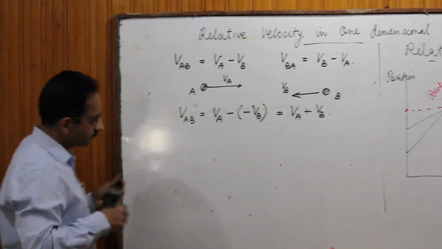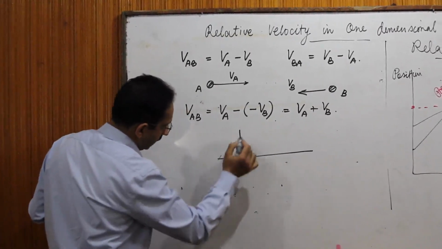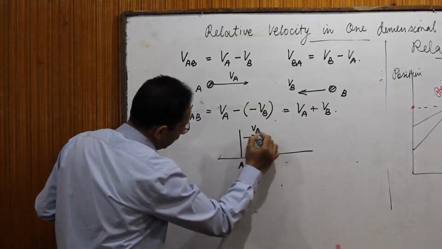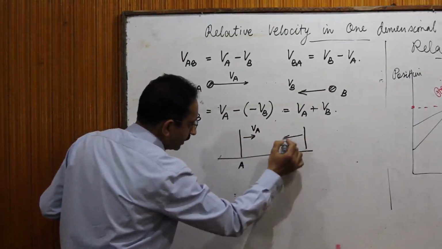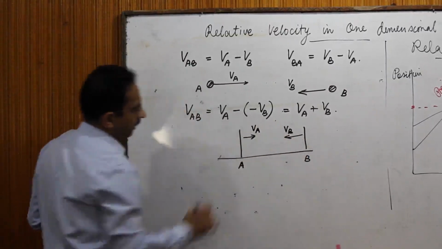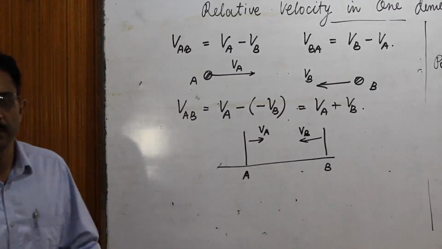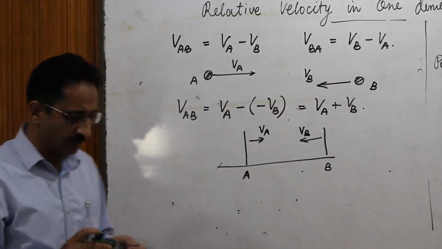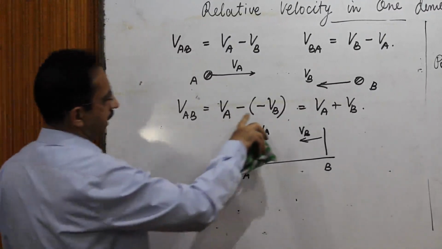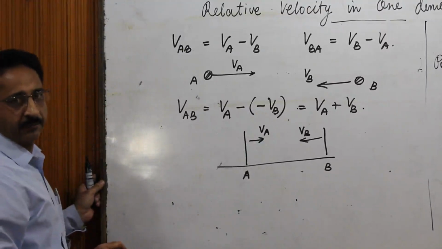So in that sense, if you ever find that we have an object A traveling with velocity VA, and this is object B traveling with velocity VB, the relative velocity will be the sum of the two velocities, not the difference. This is an outcome of the vector nature of this equation. There are two opposite vectors and they are subtracted. Instead of getting subtracted, they will get added up.